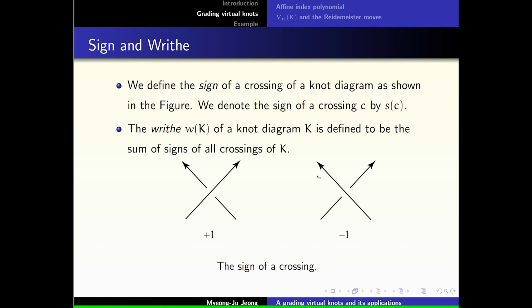In this talk, all virtual knots are assumed to be oriented. If we consider the crossing of a virtual knot, then we can assign +1 or -1 for each crossing, which is called the sign of the crossing, defined as shown in this figure. And the writhe of a knot diagram is defined as the sum of signs of all crossings of the virtual knot diagram.